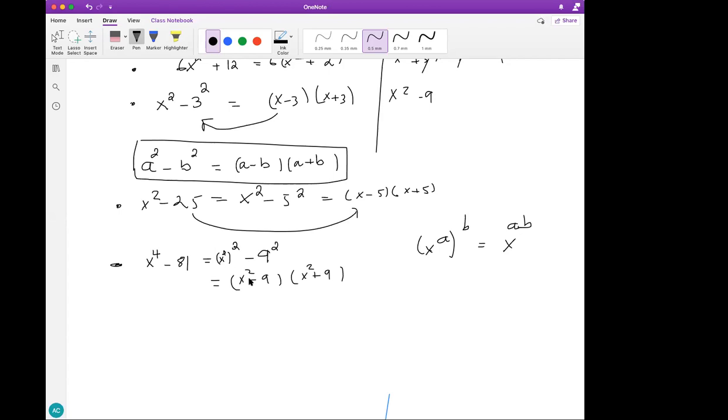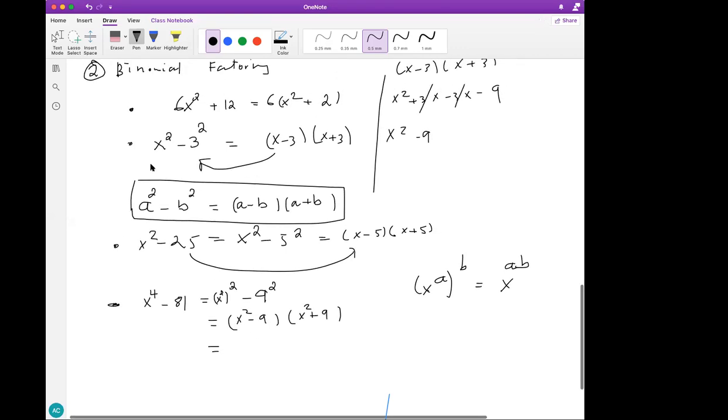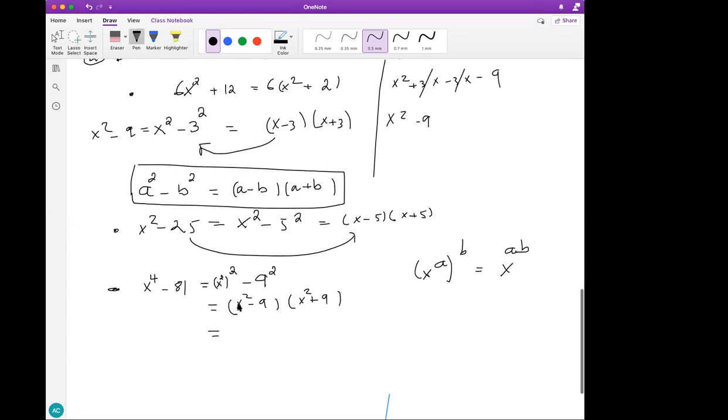Okay, and that's good. Do you think we can factor this further? I believe we can. Can we use a difference of 2 squares again here? Yes, basically it's this. That's what we had earlier. This was x to the second minus 9. We turned it into this, then into this. So this is x minus 3, x plus 3. This one is just basically this.